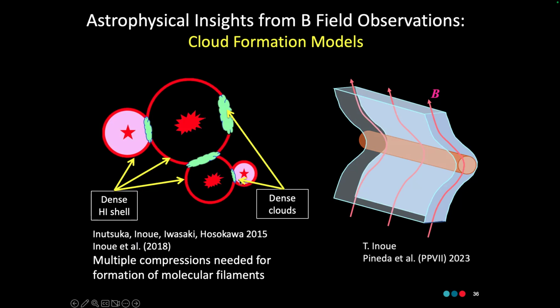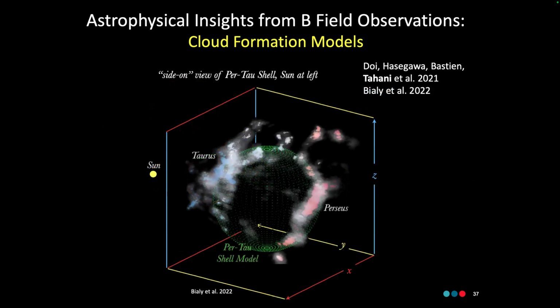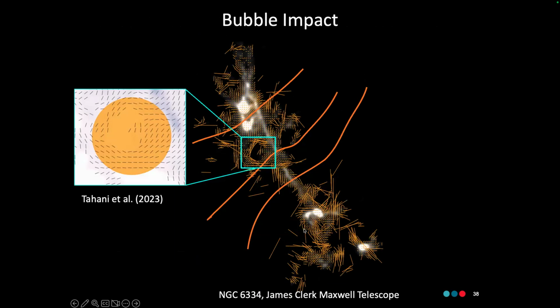So now let's compare with the cloud formation model of Inutsuka et al. 2015. Using velocity information and magnetic field, we made predictions and found it consistent with the cloud formation model of Inutsuka et al. 2015. So we look to see if there are any bubbles in this region. And we know that we have the Per-Tau bubble identified in this region, where Perseus is located behind this bubble. And we already know that bubbles can push the magnetic field and orient them tangential to the surface of the bubble.